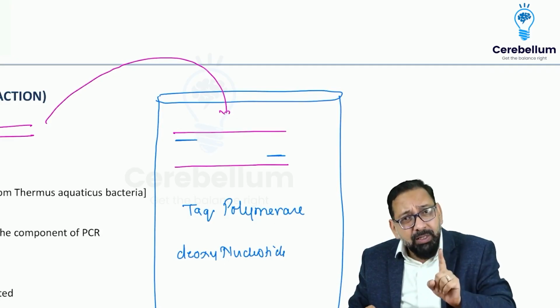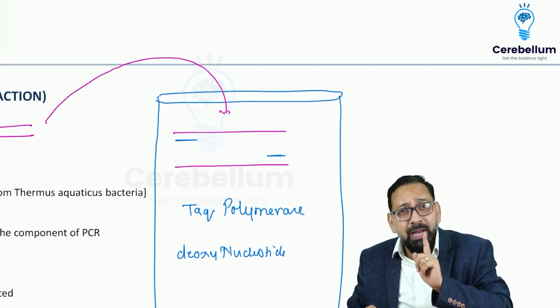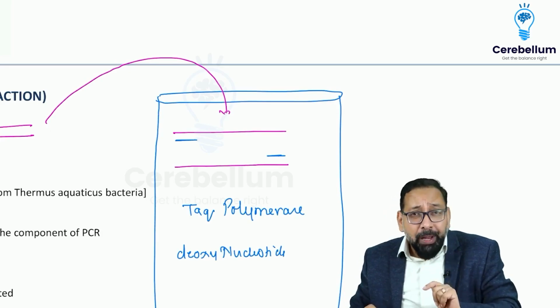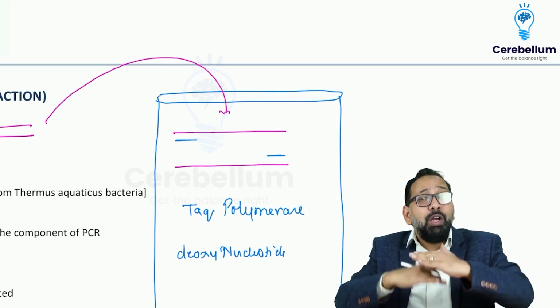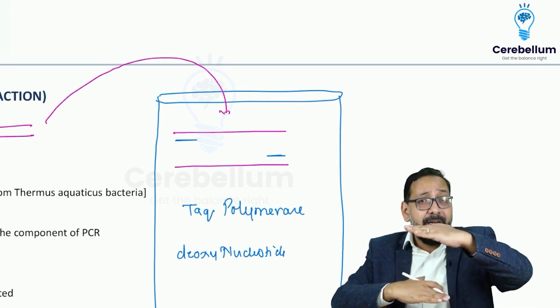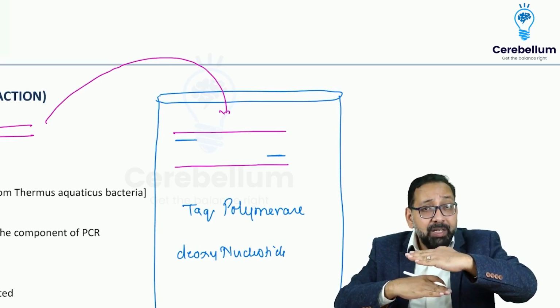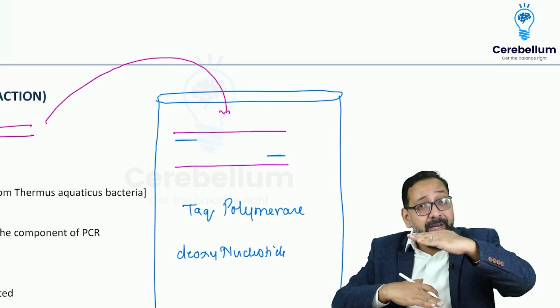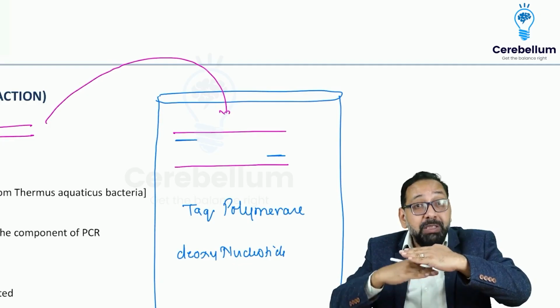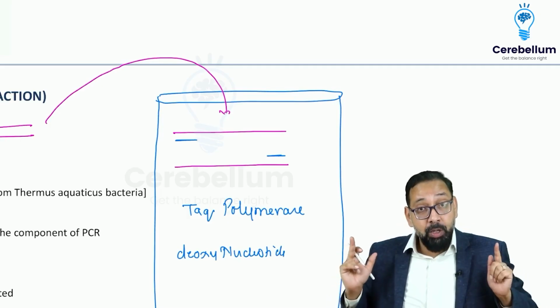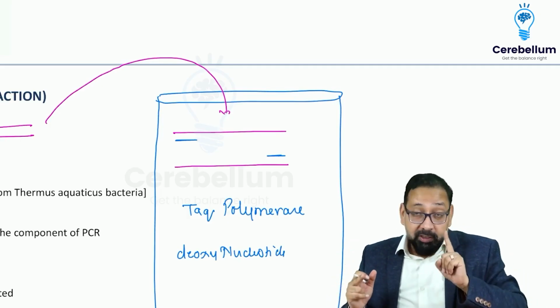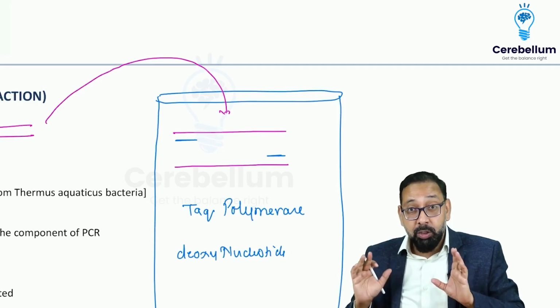Yes, first thing is target DNA, which is to be amplified. Now, when this DNA is there in the test tube, we will heat the test tube so that these two strands will be separated. We know whenever DNA replication occurs, two strands should be separated. So in the test tube, we separate this double-stranded DNA with the help of heat.